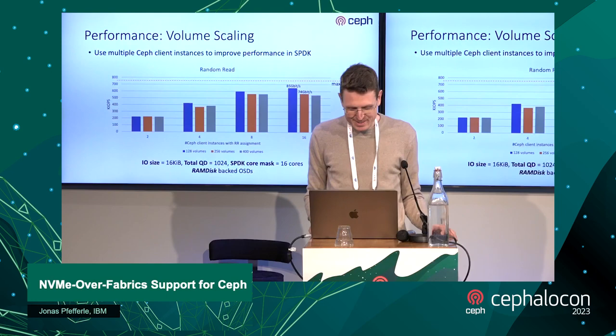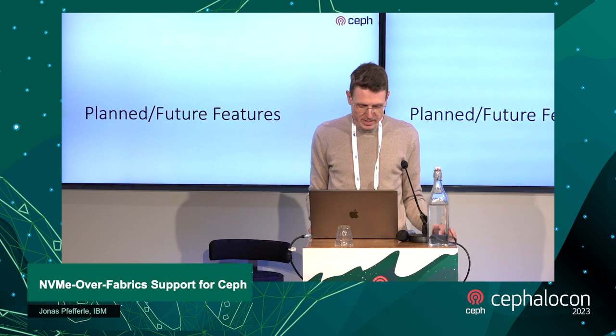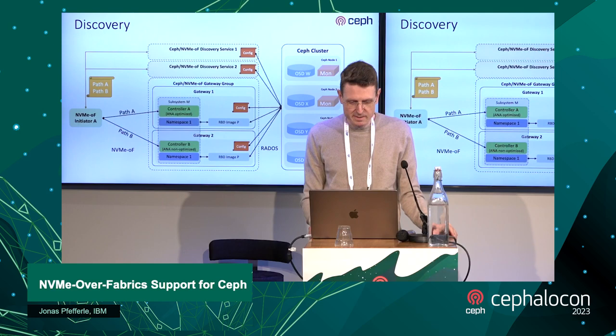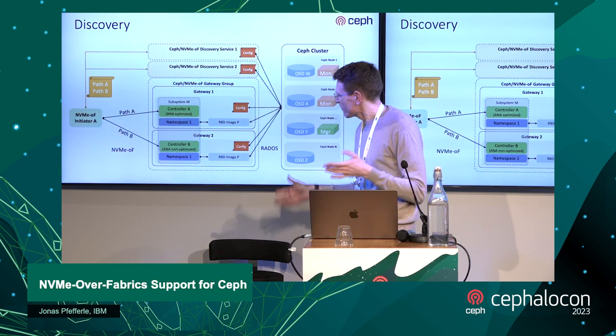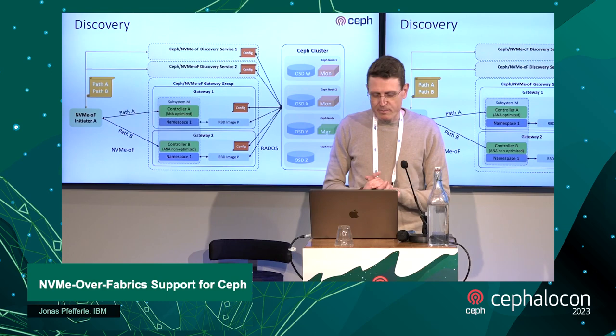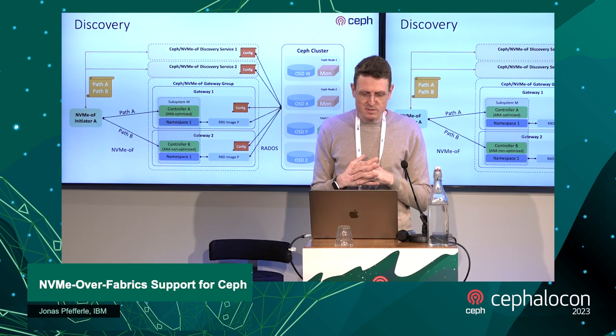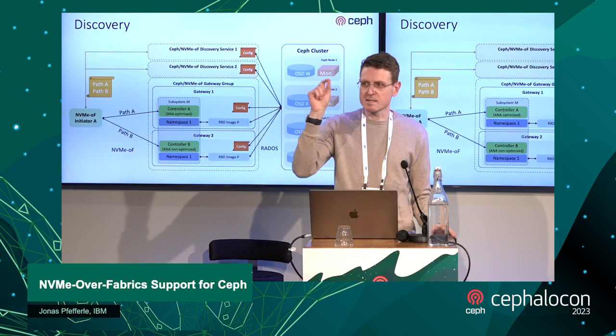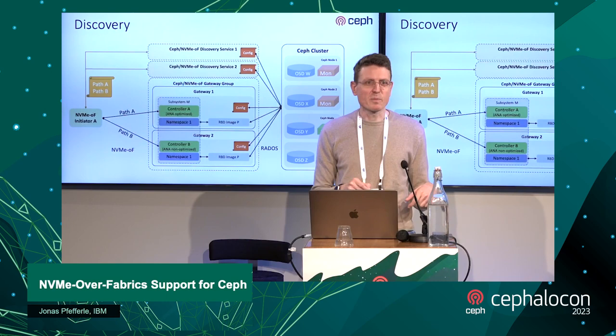Okay, let's talk about what we planned and what we want to do in the future. So the first thing I think that's very important, and this is also a standard NVMe feature, is discovery. Discovery in NVMe works essentially like this: instead of someone telling you what the path is to connect to your NVMe-OF targets, you talk to a discovery service, and the discovery service gives you back a log page, as it's called in NVMe. This log page says these subsystems exist, and these are the paths how you can access these subsystems. It doesn't tell you anything about individual volumes, it just gives you access to particular subsystems, or paths for that matter, right?